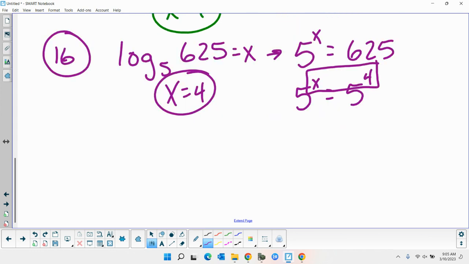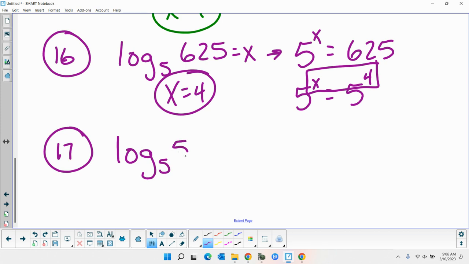17 and 18 are easier than any of them. If there's an exponent up here and these are both the same number, what happens to those two numbers, that log base 5 and 5? They just cancel. So the answer is just 2x. Simple.